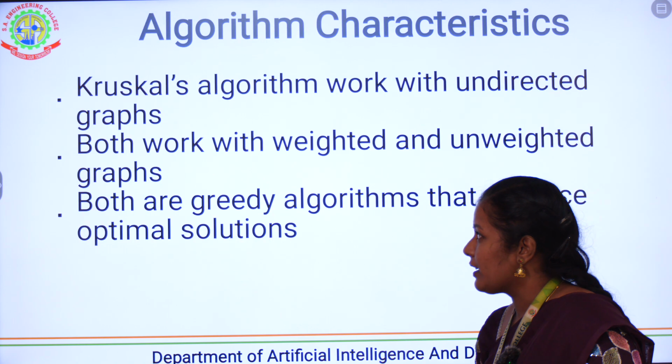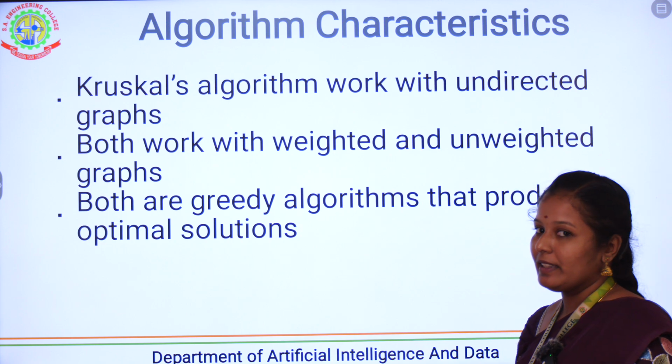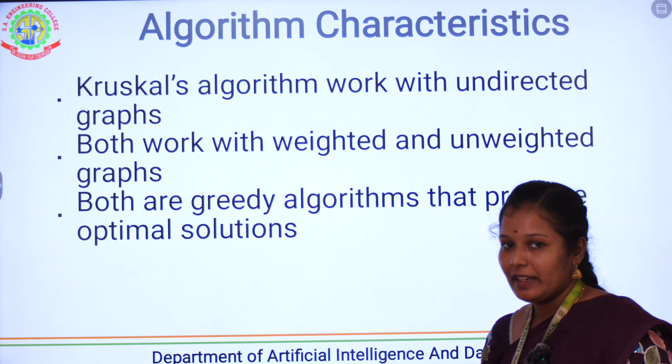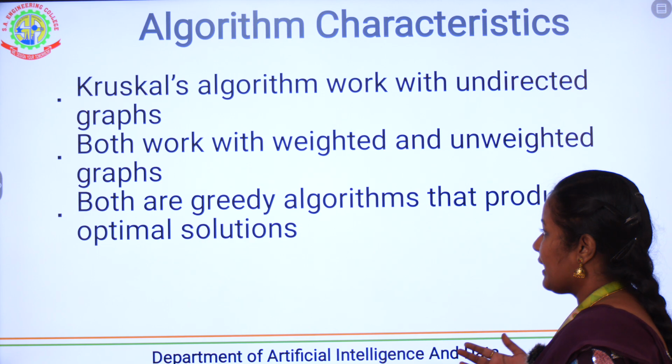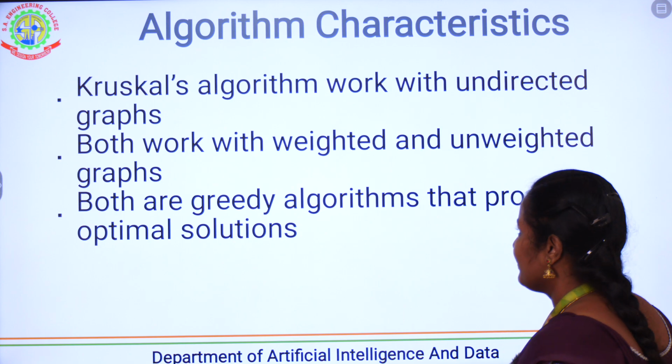Next, algorithm characteristics of the crucial algorithm. The crucial algorithm works on undirected graphs. It works with both weighted and unweighted graphs. It is used as a greedy algorithm to find the optimal solution of the problems.